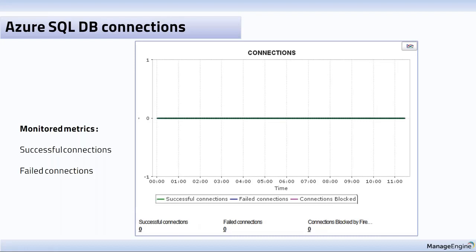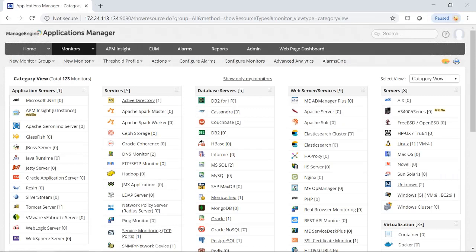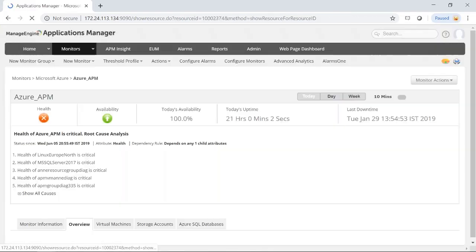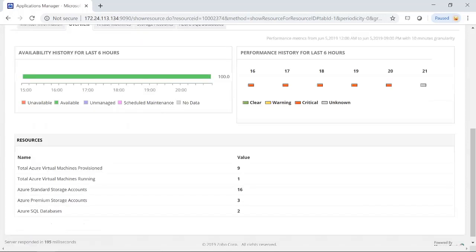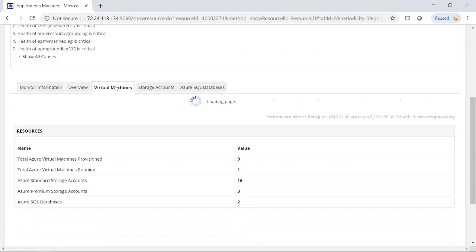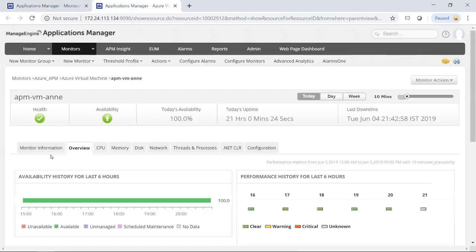Now let us get to the UI to see how Microsoft Azure Monitoring works. We go to the Monitors tab again and navigate to the bottom under Cloud Applications. We find Microsoft Azure, where it lists out the overall resource value, which is the resource allocation, to identify the provisioned VMs as well as the running VMs, followed by the standard or premium storage accounts and the Azure SQL databases. Now let us have a deeper insight into each one of these existing services. So let me begin with the Azure Virtual Machine.